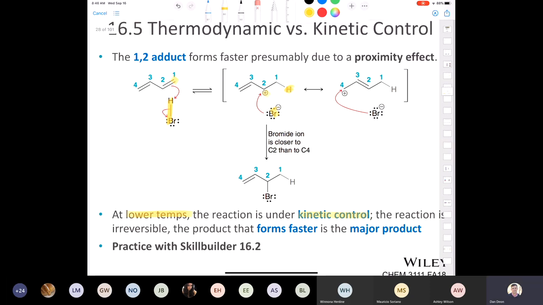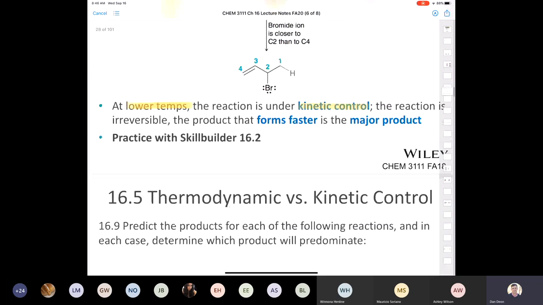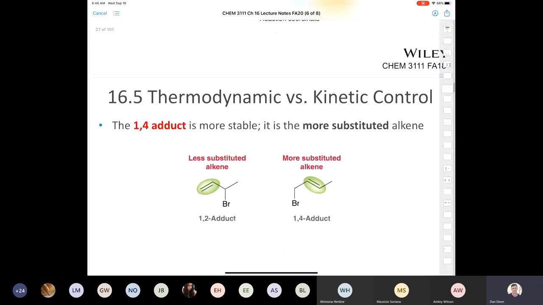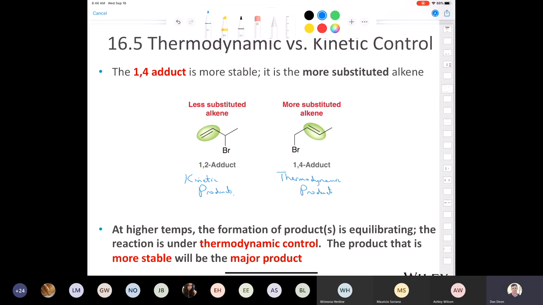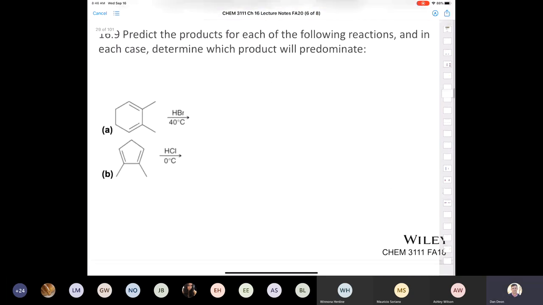So something that we do sometimes is, I'll just back up here quite a bit, the 1-2 adduct, you'll hear me call that the kinetic product, because it's formed based on kinetics. And the 1-4 product, I'll call that the thermodynamic product, like that. All right. Well, with that in mind, let's take a look at another question here.